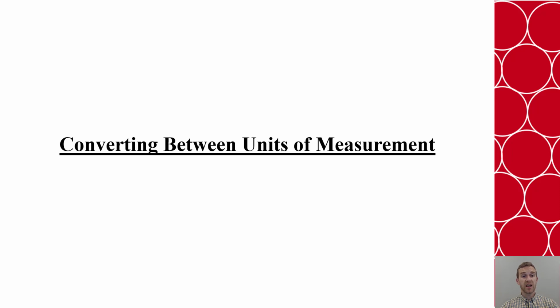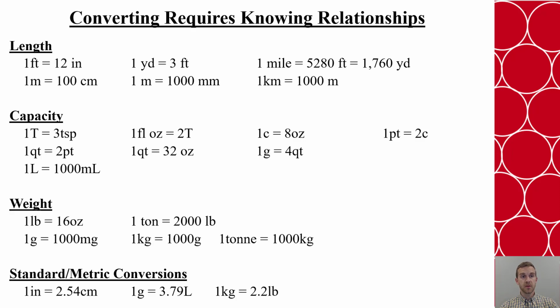In this video, we'll discuss how to convert between units of measure. Here is a list of measurements that you need to know and that are very helpful when we're trying to do these conversions. We should know different changes in length, capacity, weight, as well as how to convert between standard and metric units. For example, one of the most useful ones you'll find is that 1 inch is equal to 2.54 centimeters.